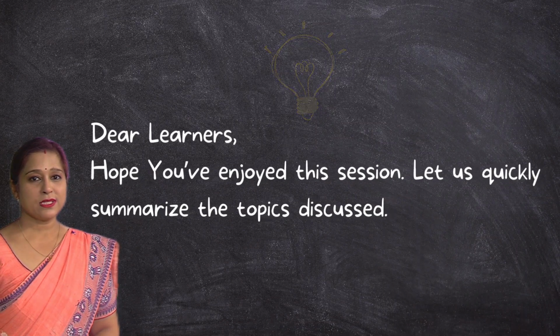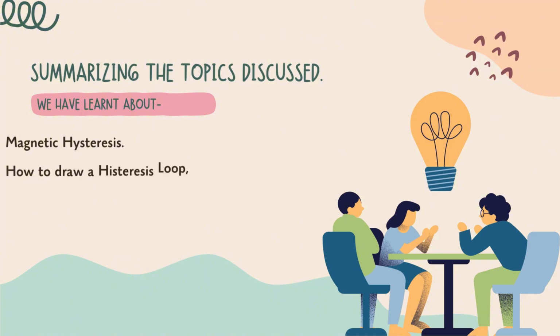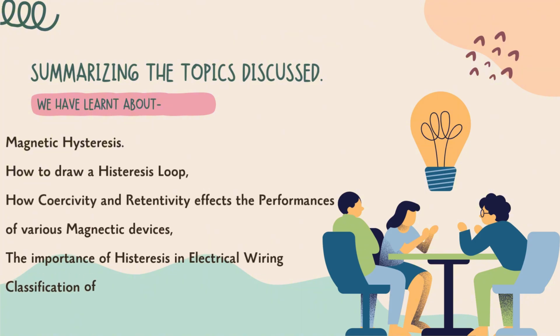Let us quickly summarize the topics discussed. We have learned about magnetic hysteresis, how to draw a hysteresis loop, how coercivity and retentivity affect the performance of various magnetic devices, the importance of hysteresis in electrical wiring, and classification of materials depending on the hysteresis loop, that is, soft and hard magnetic materials.